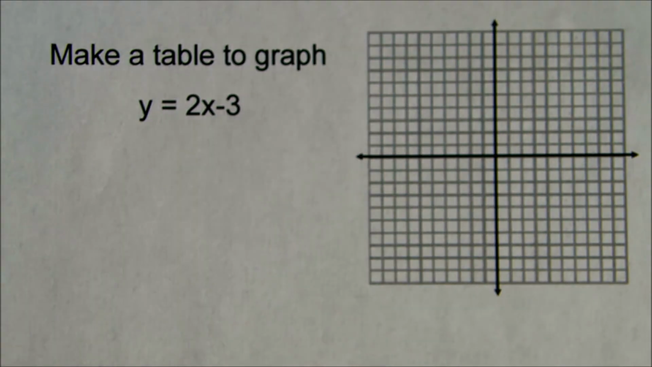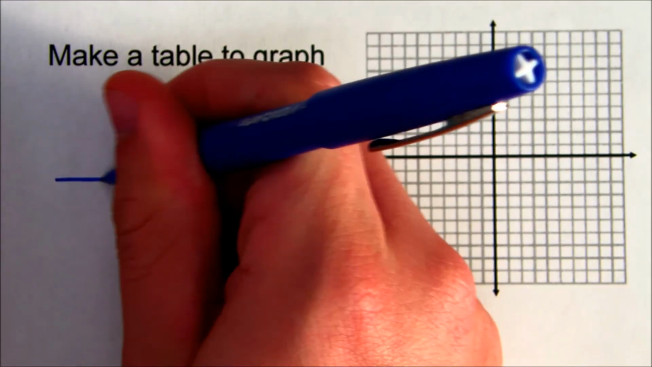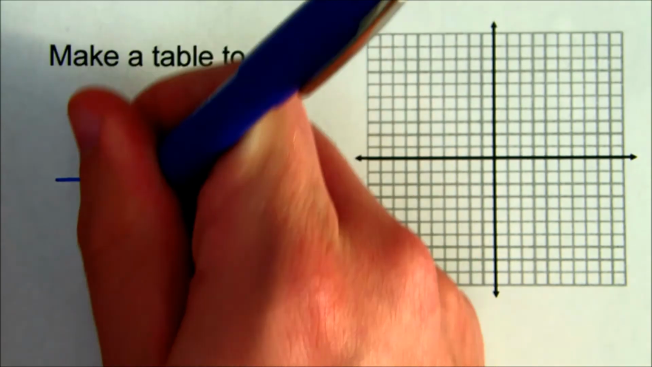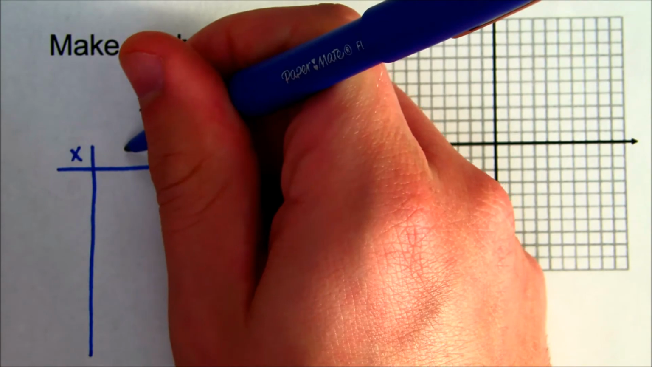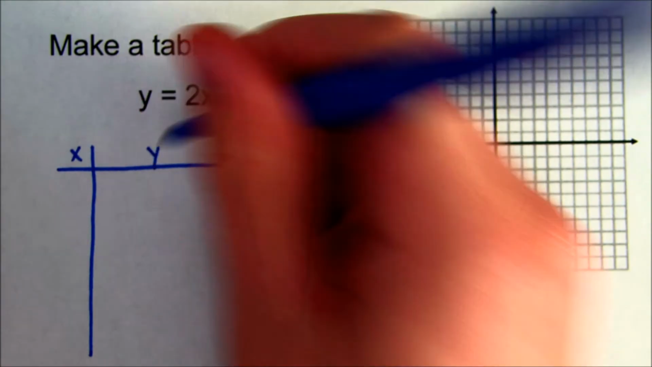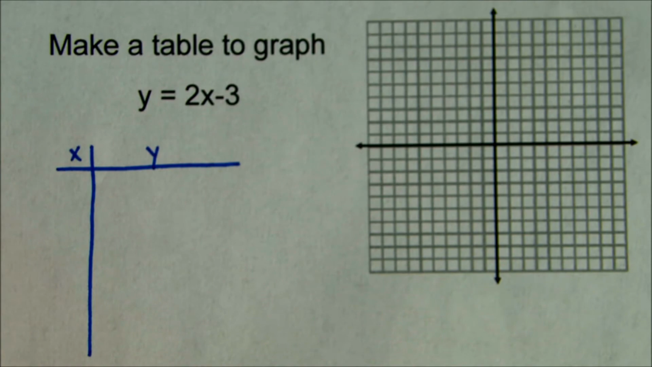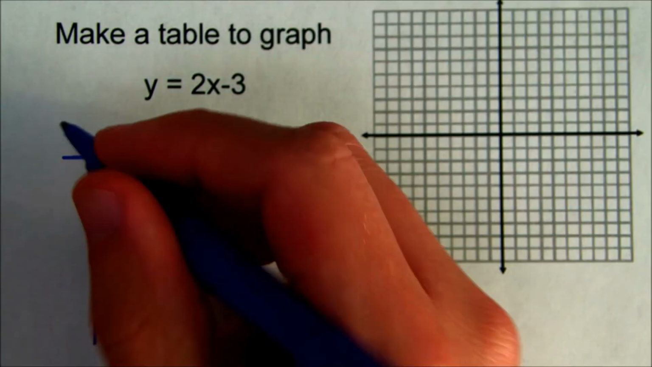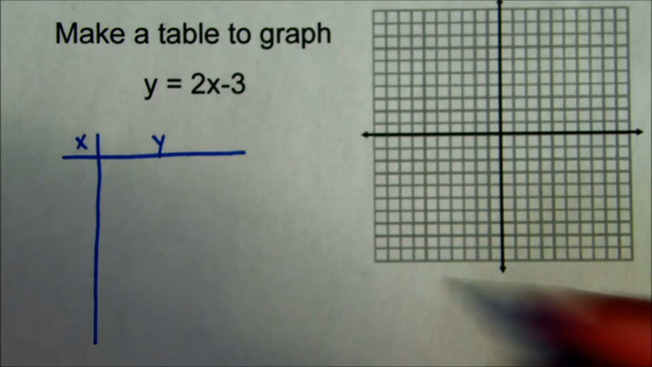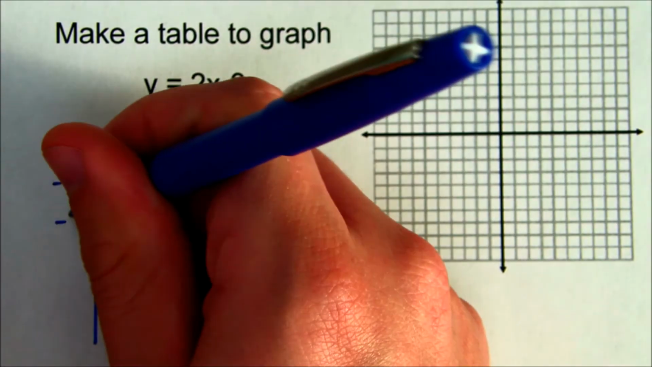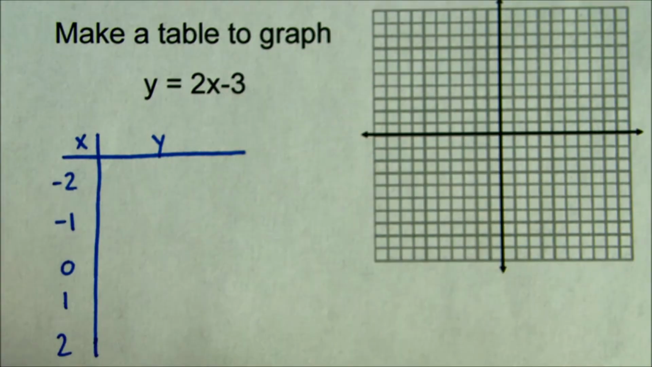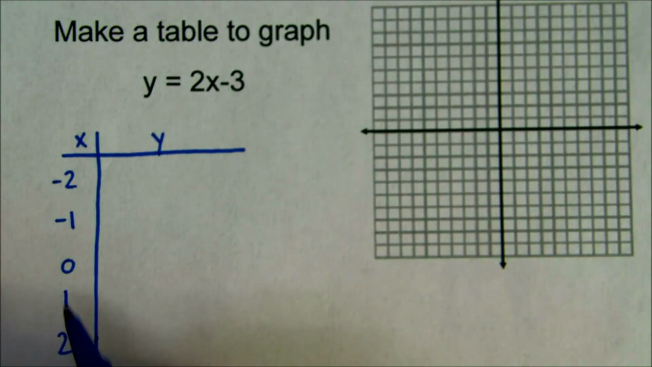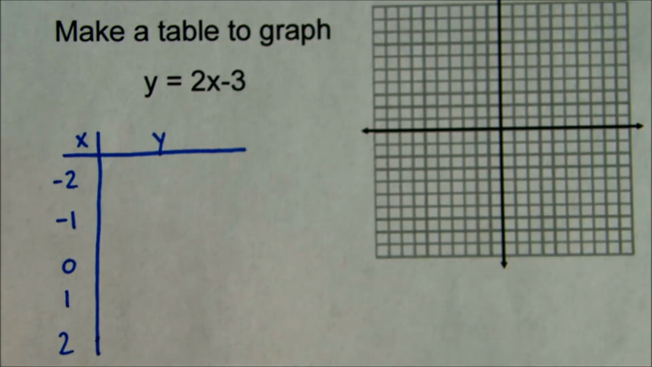Now, a nice way to graph is to make a table. We're going to make an XY table. If you have your graphing calculator, or just your calculator, I'm going to show you how to use it to make a table. First we're going to pick some random x's. I always like to pick -2, -1, 0, 1, 2, because it shows me some positive numbers, some negative numbers, and I like to include 0. So these are the x's we're going to use to graph.